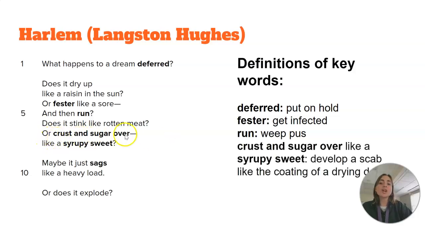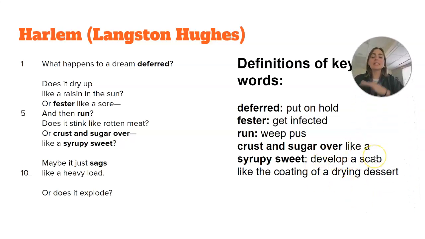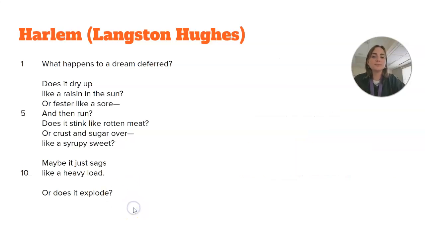And then when he says, "or crust and sugar over like a syrupy sweet," that kind of means developing a scab like the coating of a sugary dessert. "Or maybe it just sags like a heavy load." That means it just kind of falls over because it's too heavy.